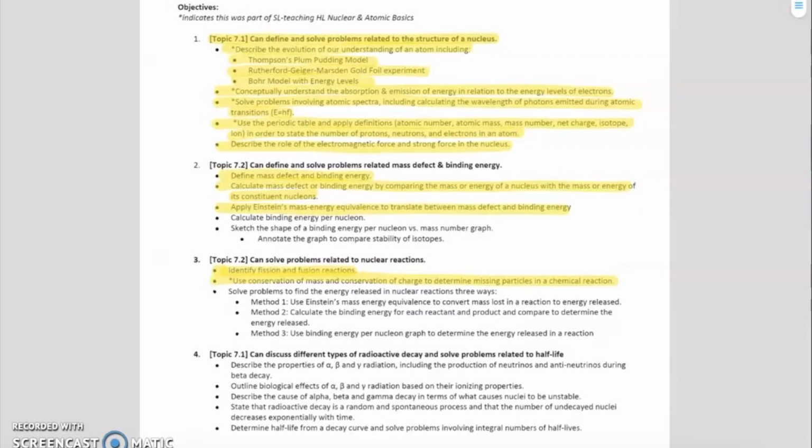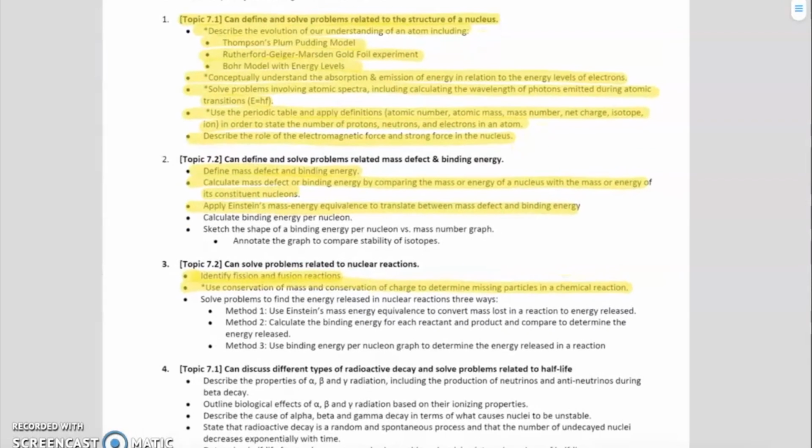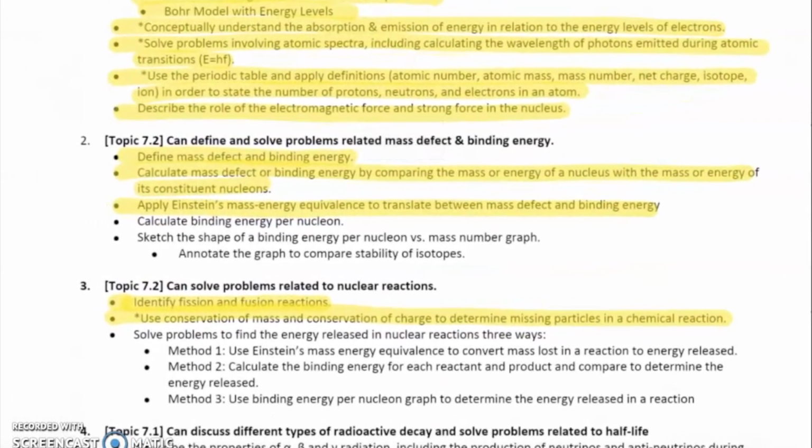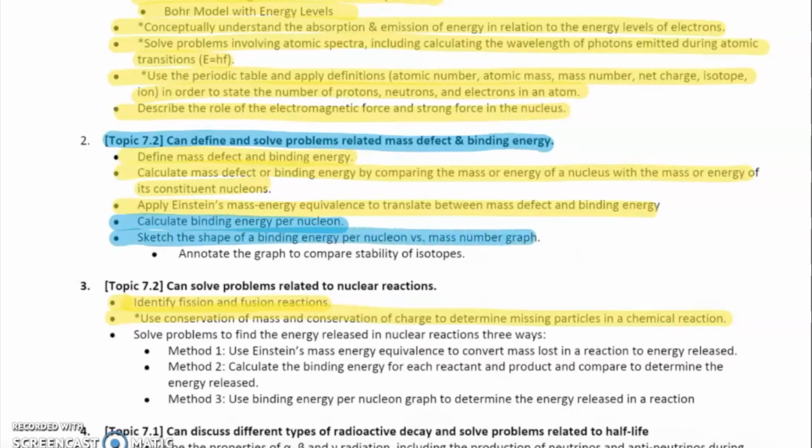Today we are going to be focusing on objective 2, can solve and define problems relating to mass defect and binding energy. Particularly, we're going to be calculating binding energy per nucleon and looking at a graph of binding energy per nucleon versus mass number, working on annotating that graph around stability of isotopes.